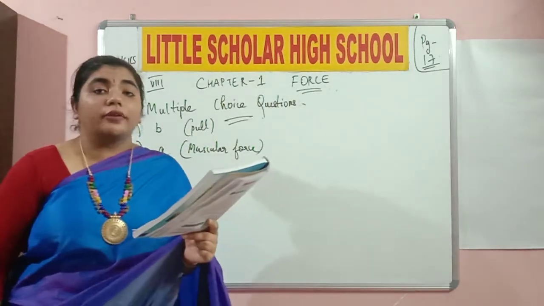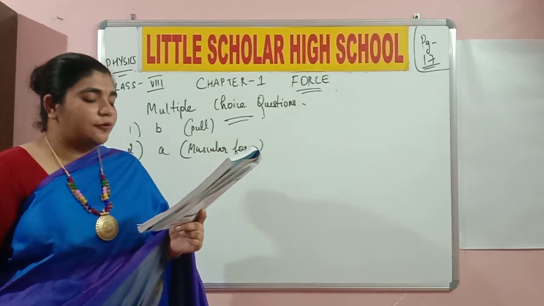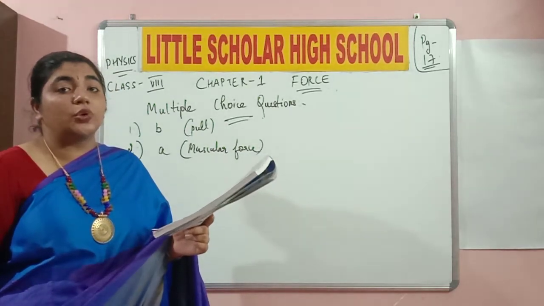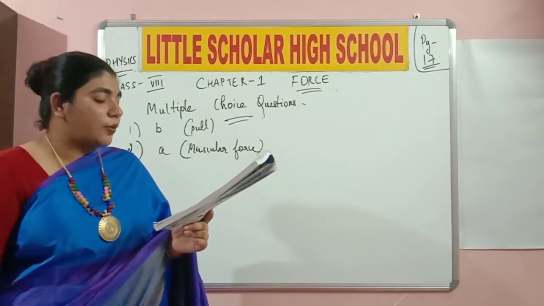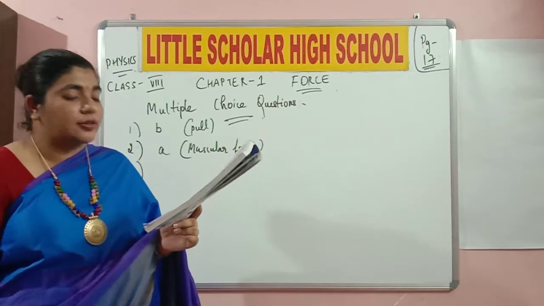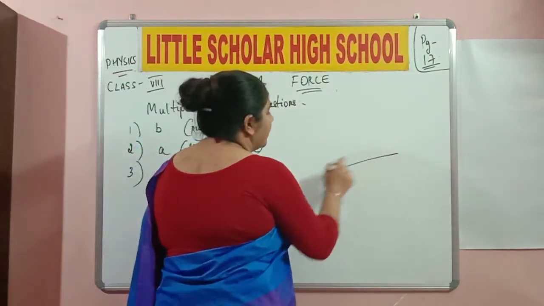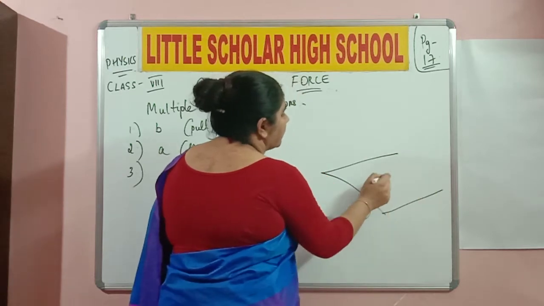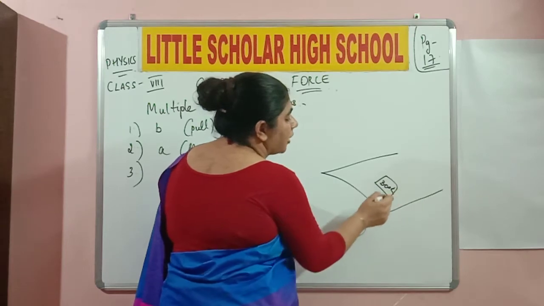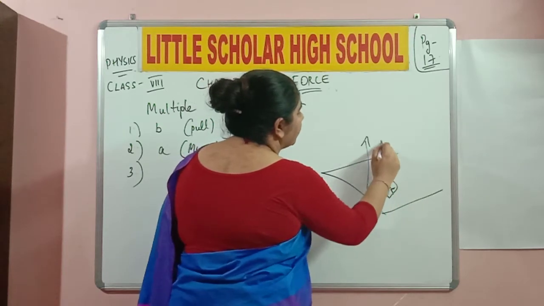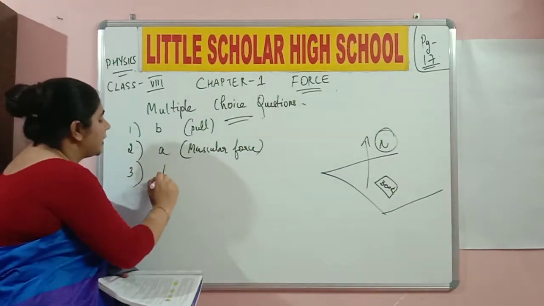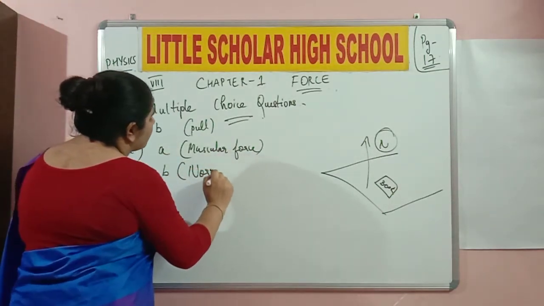Now the third one: the force that a solid surface exerts on any object in the normal direction. They have given you a hint in the question itself. If a table is the solid surface and there is a book placed on the table, the force exerted by the table on the book in the normal direction will be what? It is normal force. So which option is this? It is B, and it is normal force.